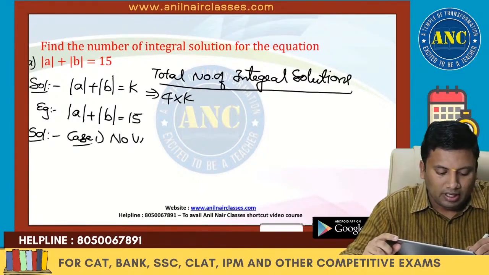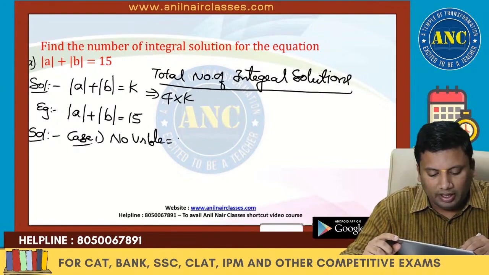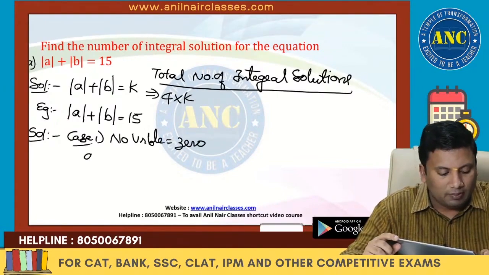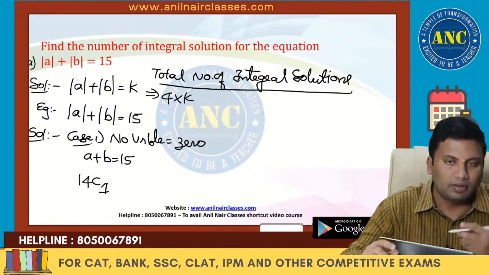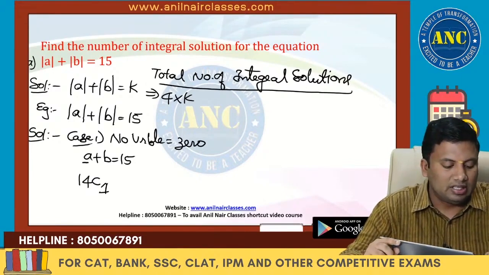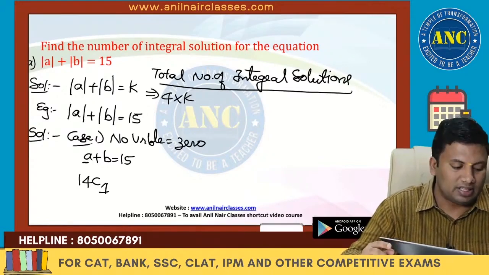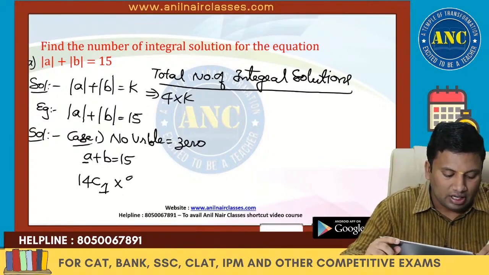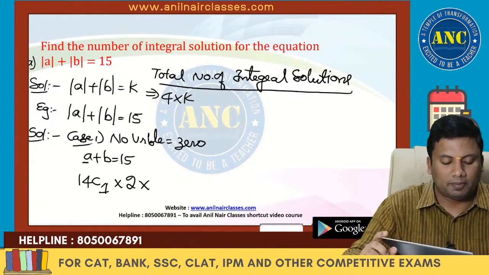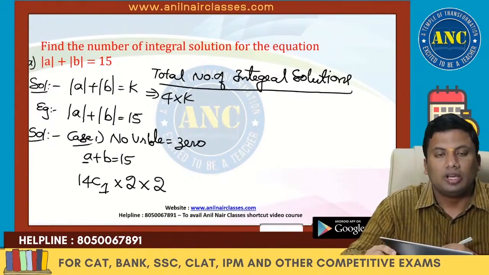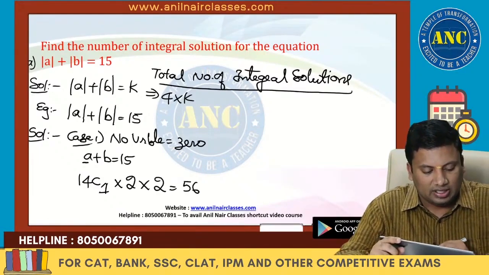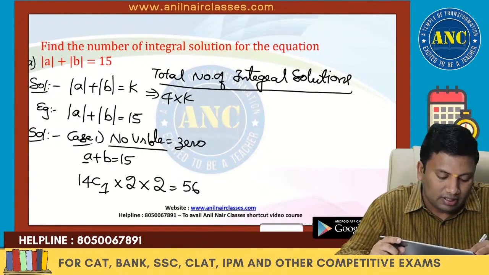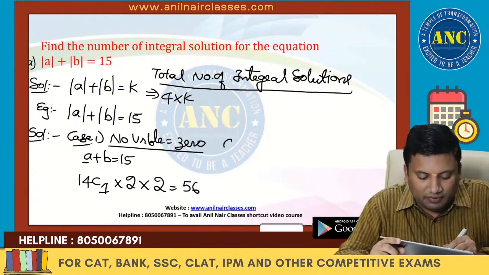No variable is 0. If no variable is 0, this will become a + b = 15. 15 means positive integral solutions will be 14c1. Here a inside can be plus or minus, and b inside can be plus or minus, into 4. 14 into 4 is nothing but 56. Case number 1, no variable 0, I got the answer as 56.